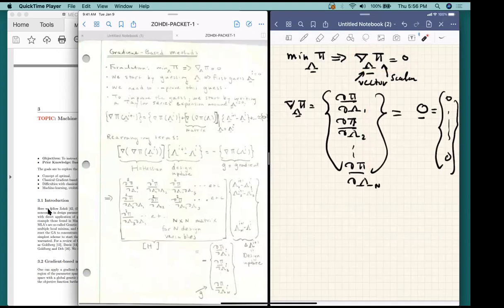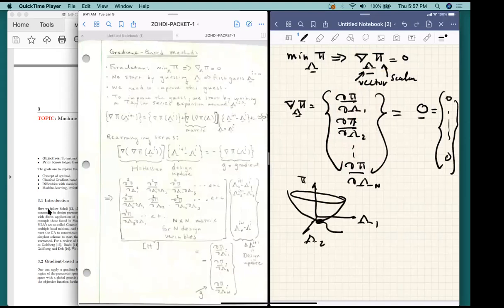So really what I'm saying is I am forcing the partial derivative with respect to lambda 1 to be equal to 0, the partial derivative with respect to lambda 2 equal to 0, and so on, the partial derivative with respect to lambda n equal to 0. So if you're thinking about the simplest case, this thing is just a bowl, a paraboloid in space. This would be if this was lambda 1 and this was lambda 2 and this was pi.